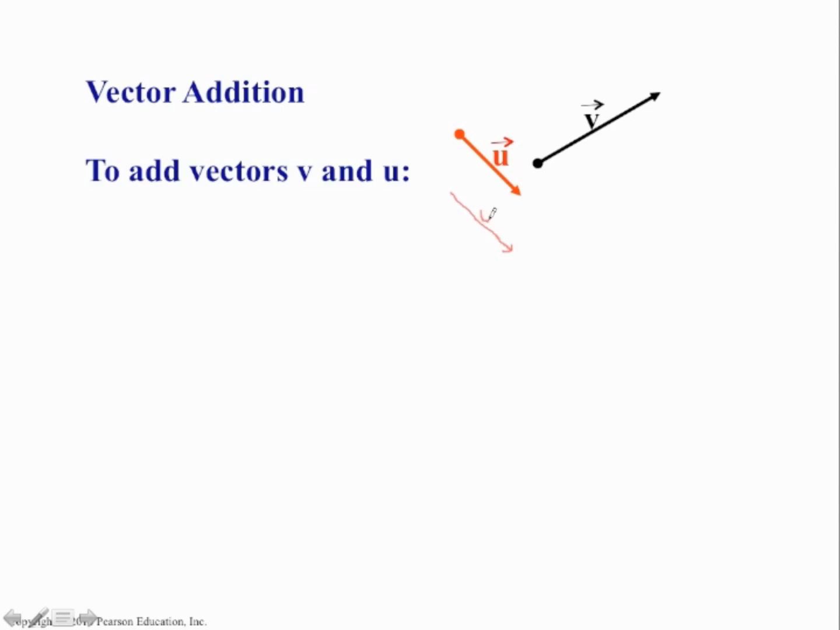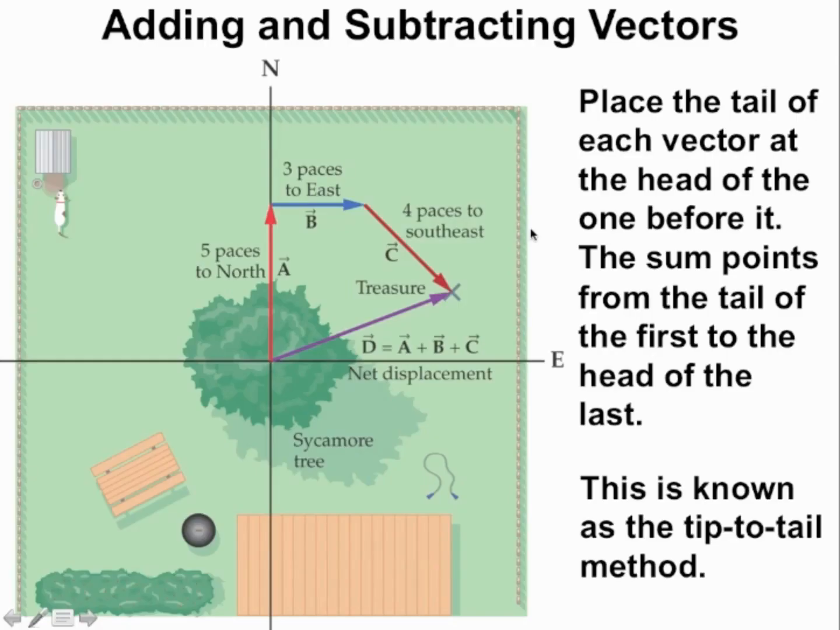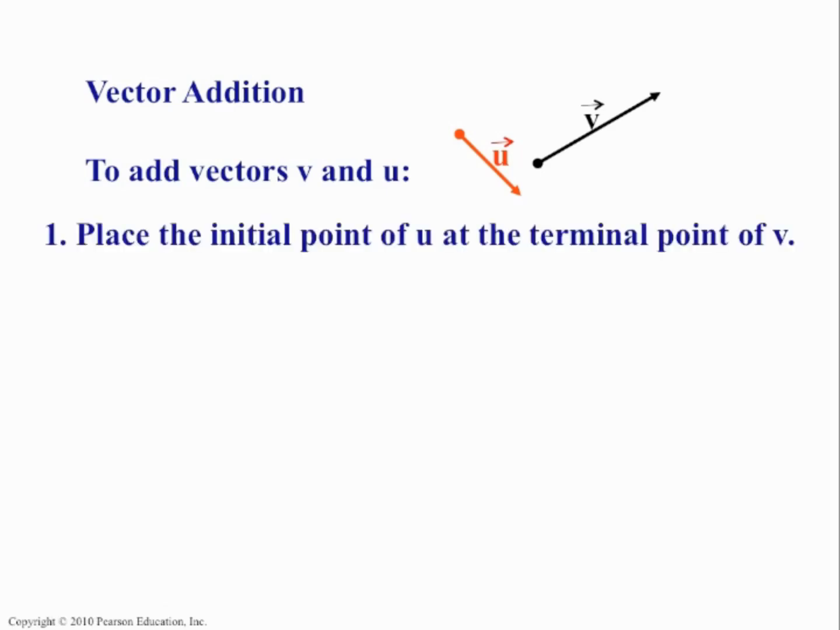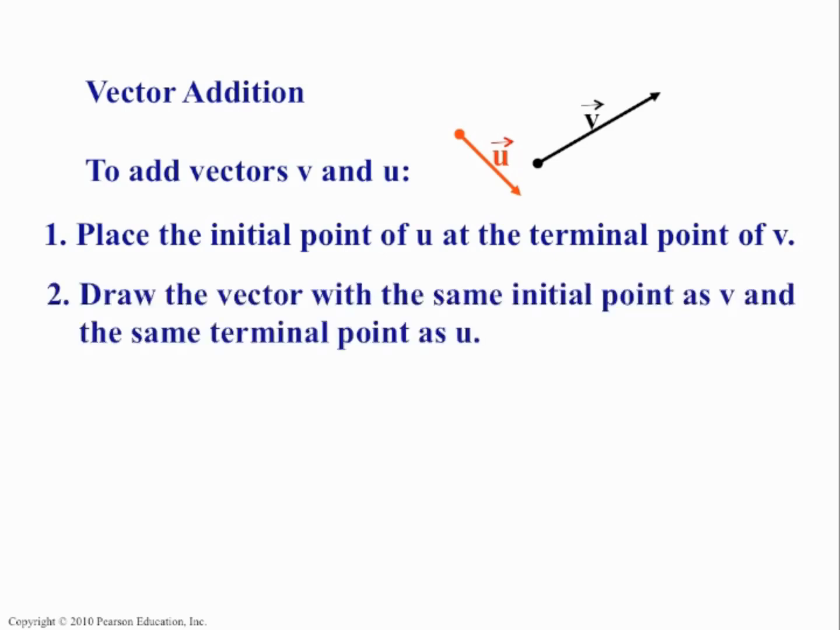It does not matter where you draw vector u. All that matters with vectors is the magnitude and direction of the vector. Doesn't matter where it's drawn. Okay, so to add vectors v and u, you place the initial point of u at the terminal point of v. You draw the vector with the same initial point as v and the same terminal point as u, and you'll end up with this. So this is the vector sum v plus u.